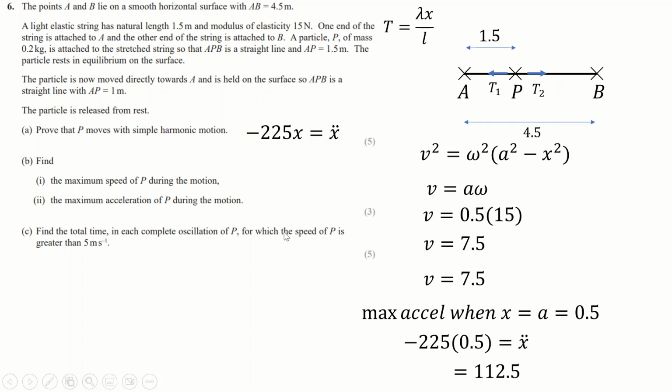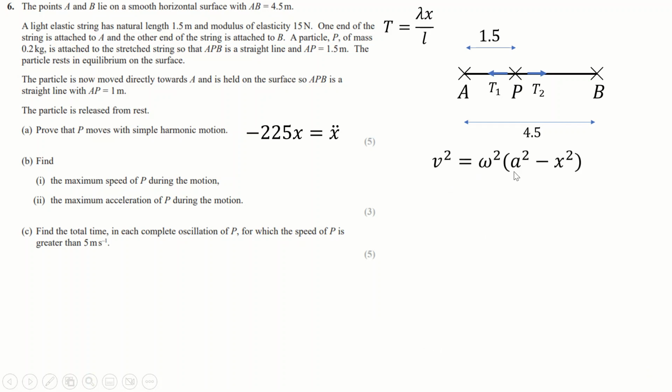Find the total time the speed is greater than this. I think I used this formula again. You could also use this formula for the maximum acceleration, a omega squared, if you just want to remember that. I think I used this again for this. I did good, cool. So I want v to be 5. Omega I know is 15. A I know is 0.5. Solve for x. Eventually you get this.